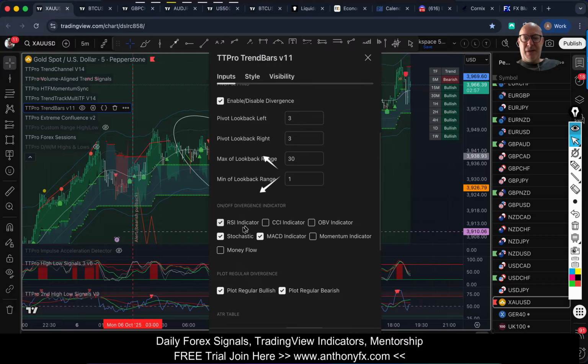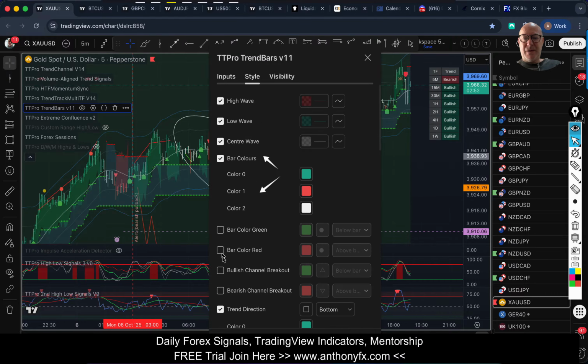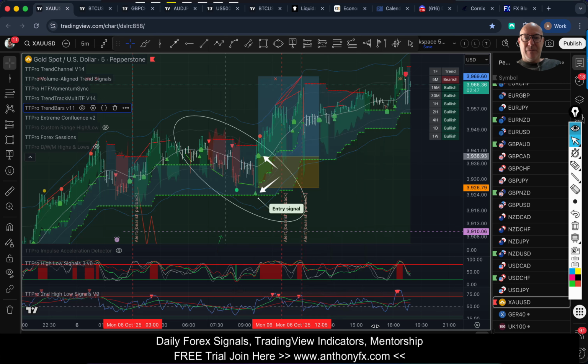I use these 3 here. Go in here and remove these 4 where my mouse is. I'm not using them. I'm preferring the momentum sync. Custom range high and low. You're going to be waiting for the initial range to play out.